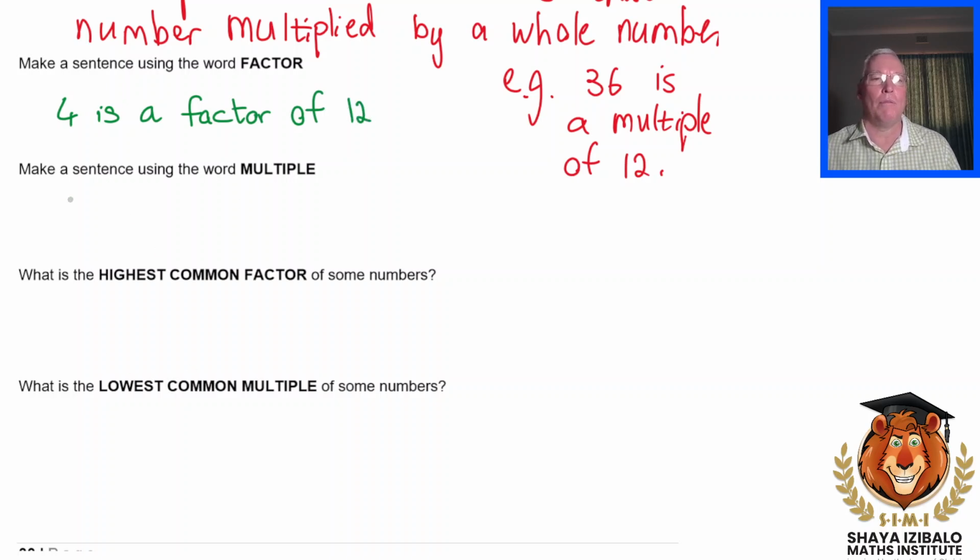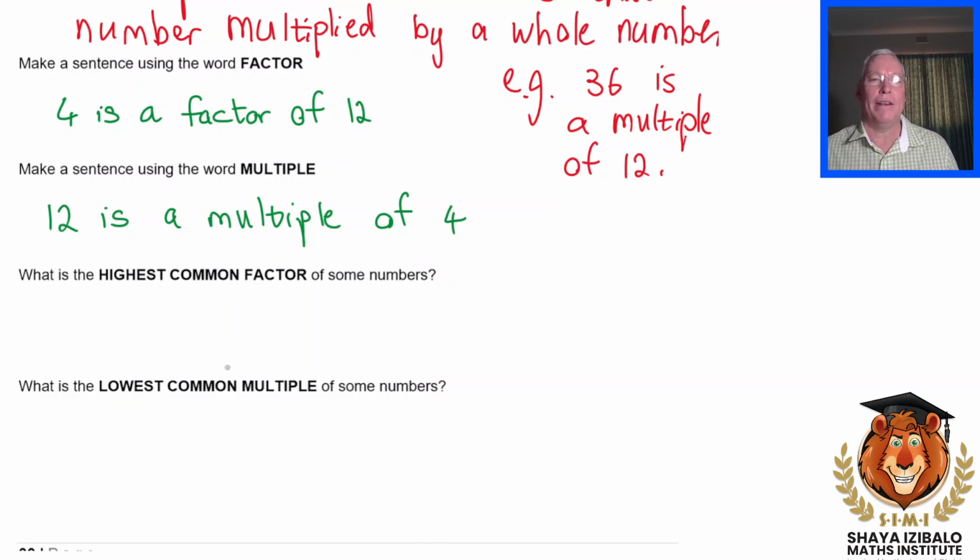Make a sentence using the word multiple. I'm going to use those exact same numbers. 12 is a multiple of 4. Right? A whole lot of 4s can be grouped together. A multiple of 4s can make us 12. All right. Now, these are not the only answers to these questions. 10 is a factor of 40. 40 is a multiple of 10.